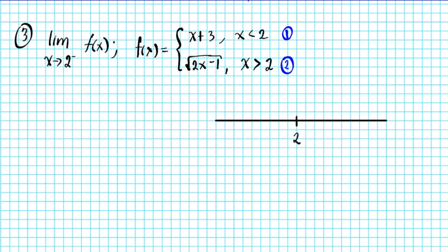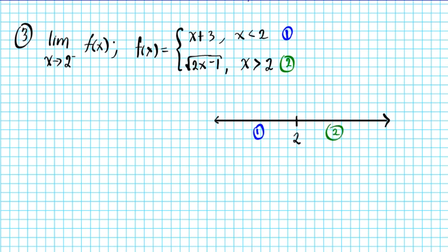Okay? So draw a number line. The break happens at 2. The first function is, let me color code this. Let's make the first function blue and the second function green. The first function is the region that's less than 2. So region 1 right here is the first function, and region 2 is the second function.